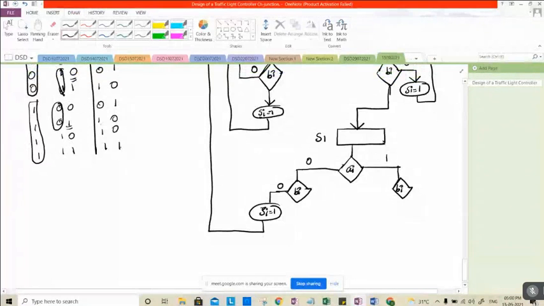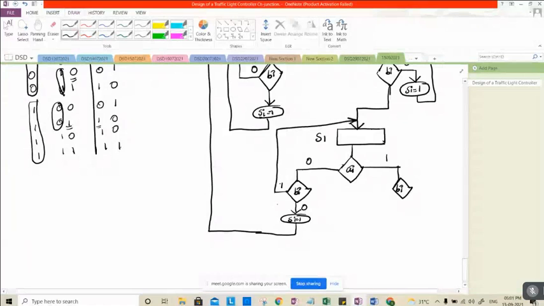Right. If it is 1, what will happen? Let us make a small change here. If it is 1, what will happen? The same, the S1 state, right. Okay. Now this particular condition.